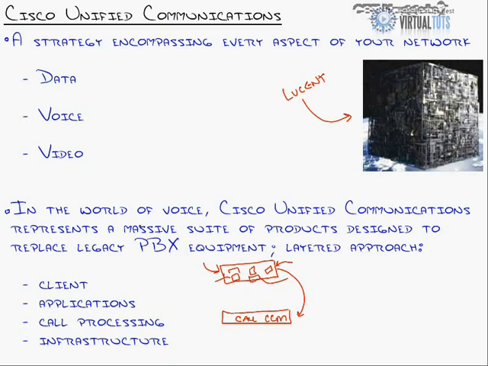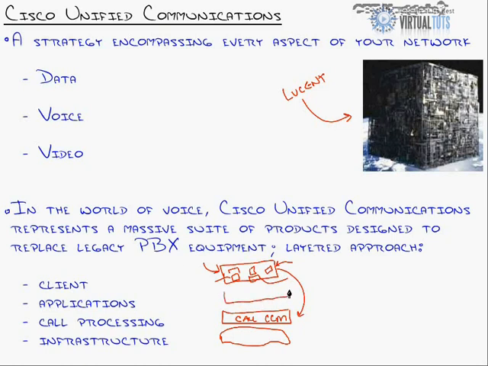There are infrastructure components, and whenever you think about infrastructure, you should be thinking about the routers and switches that we use to make everything work. We have switches that our phones are connecting to, routers that connect us off to the PSTN. Those infrastructure pieces could be Cisco or they could be some other vendor.